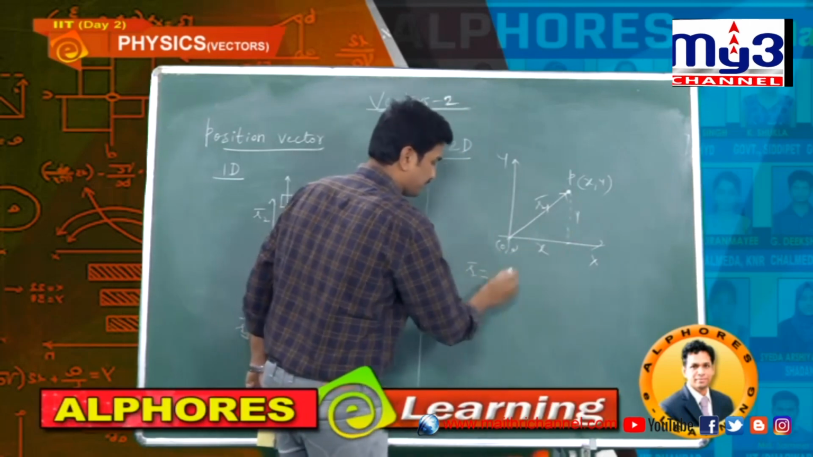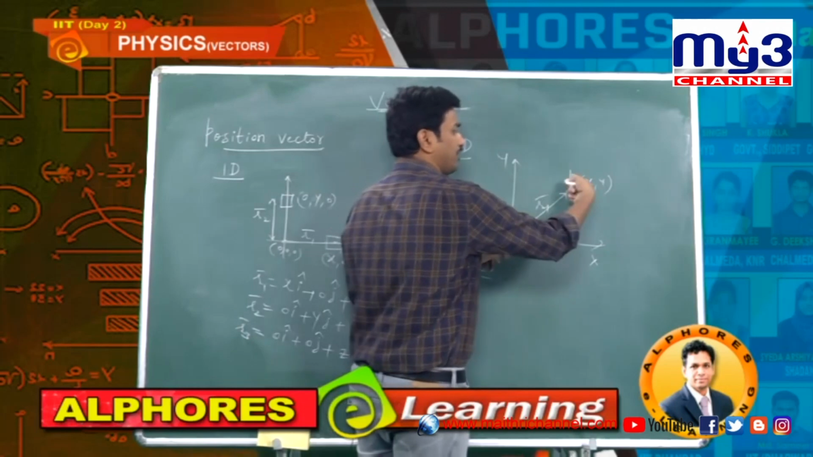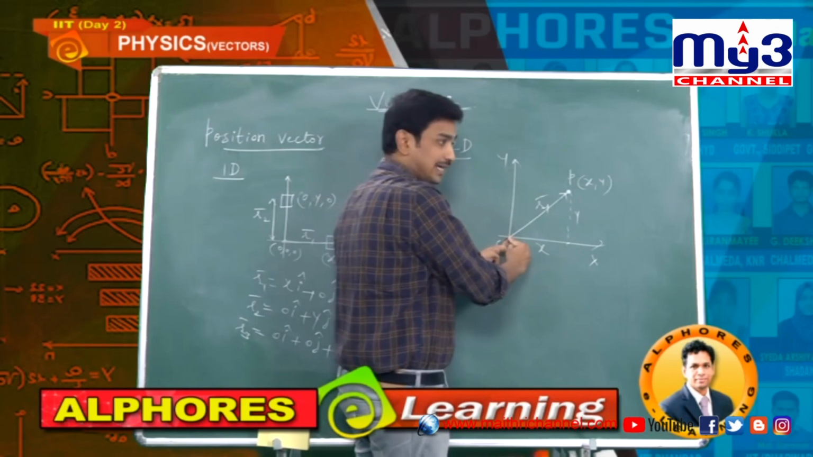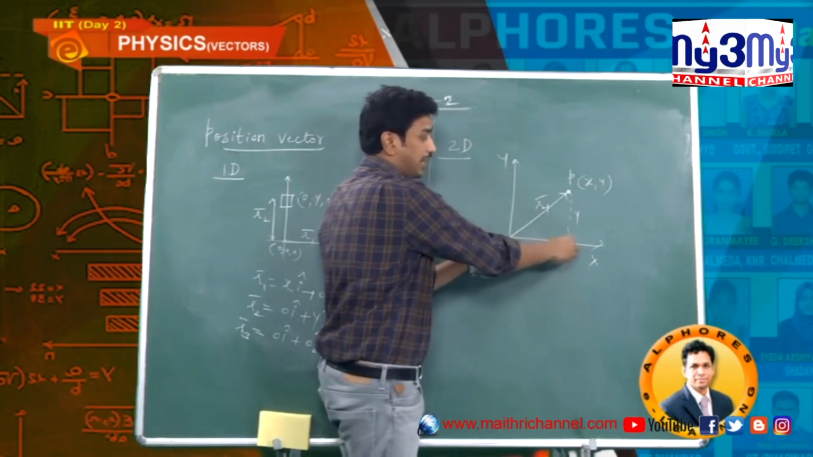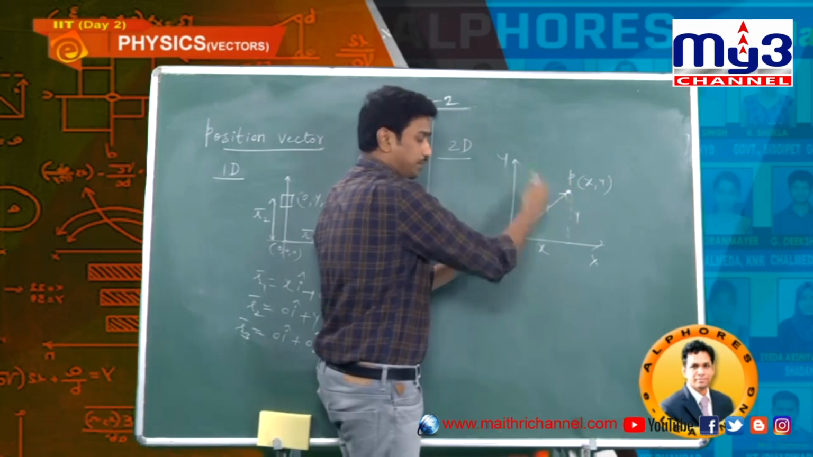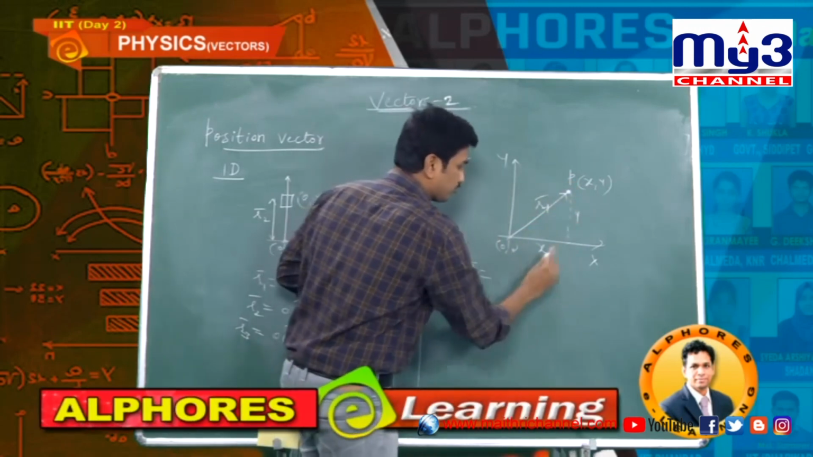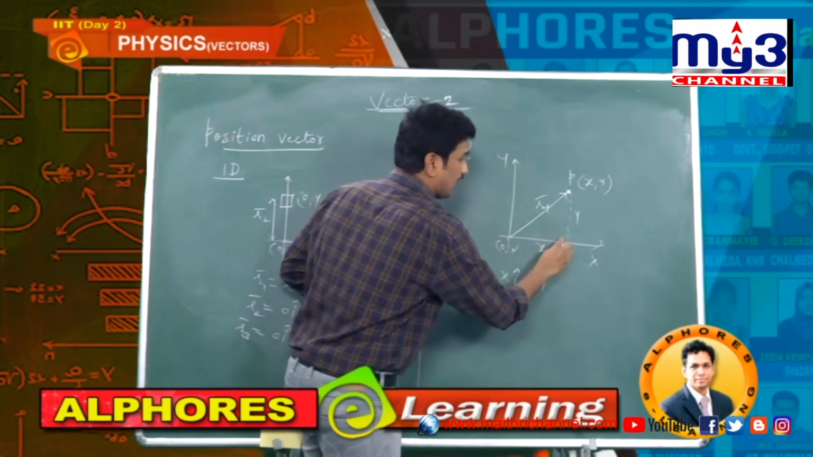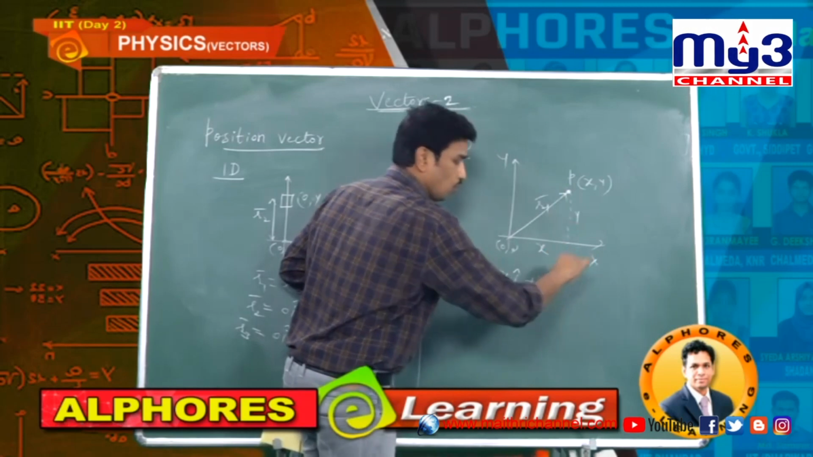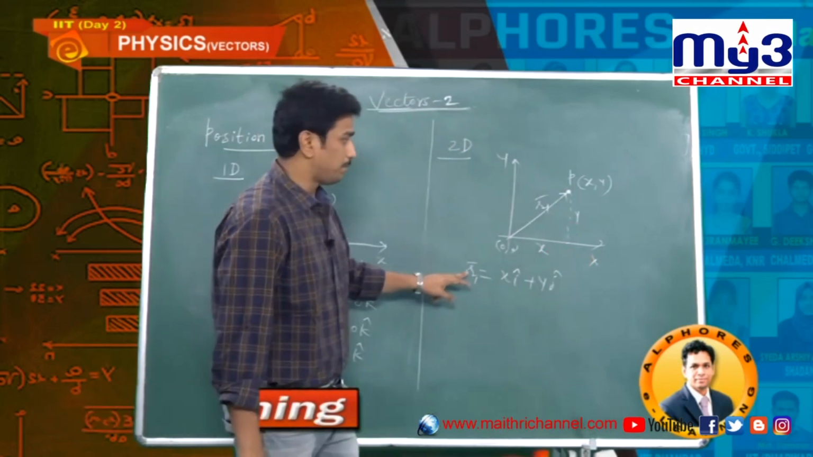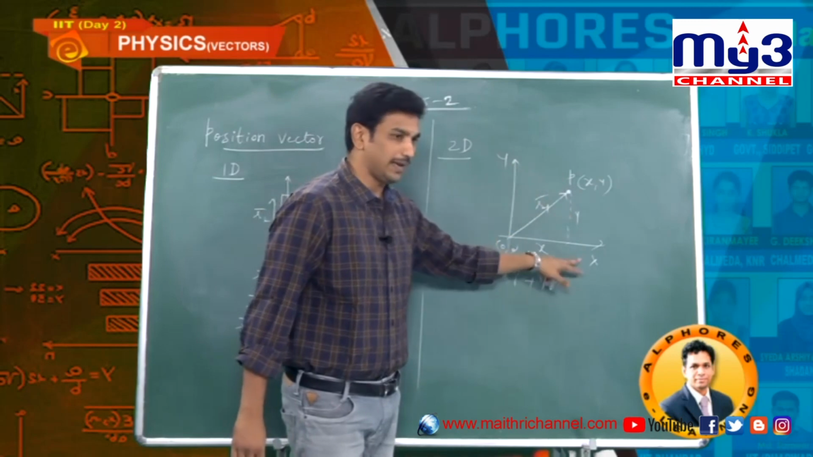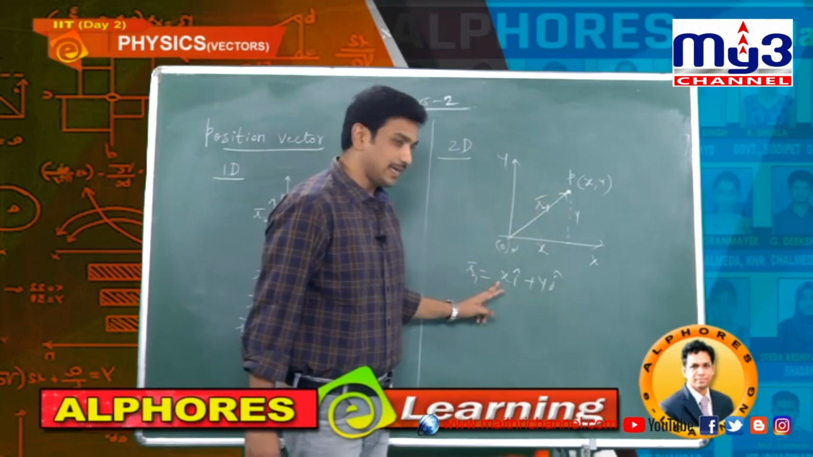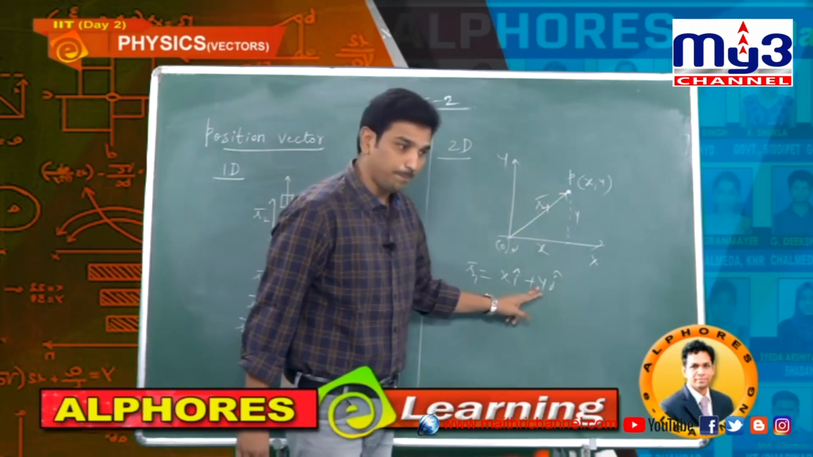Now from here, how can we go to point P? To reach point P, along the x direction it has to go x, along the y direction it has to go y. So r1 bar is x along x and y along y. The particle is in the xy plane. The position vector of the particle is r1 bar, that is x i cap plus y j cap.